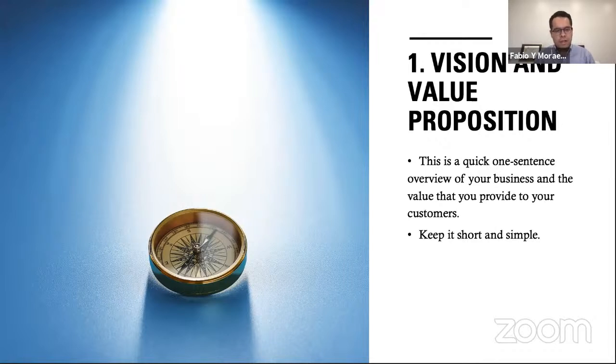So the best way of thinking about the vision and value proposition is to think that you're writing a short tweet on Twitter. You need to be able to describe your business in 140 characters or less, and you should be able to present your vision in a way that your parents will be able to understand, a kid around 5 years old will be able to understand, or a very knowledgeable investor in the field will be able to understand.